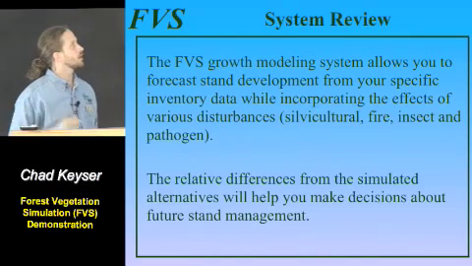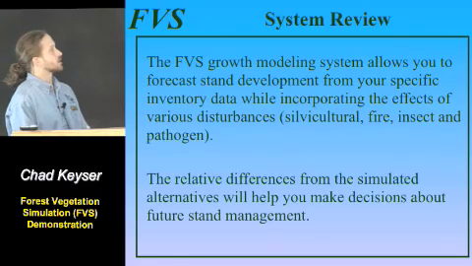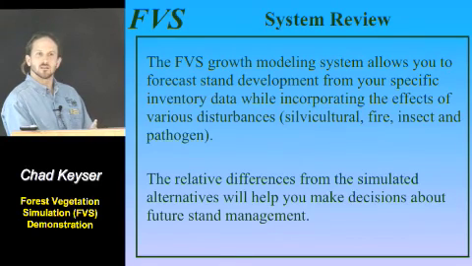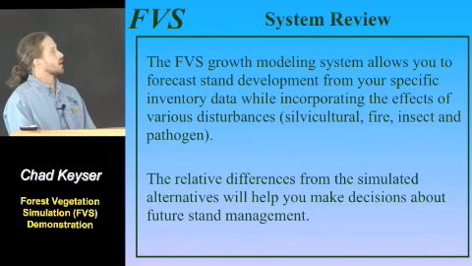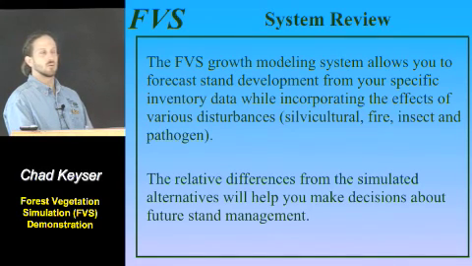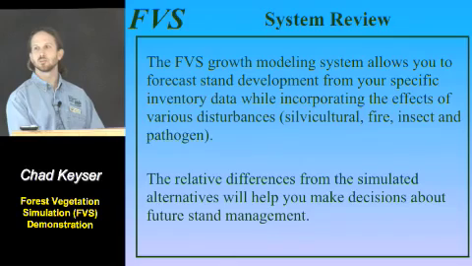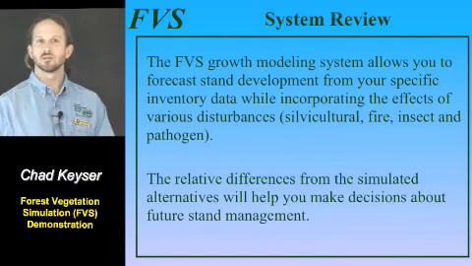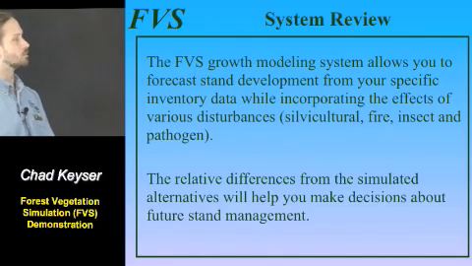Okay, so with that, I hope that I've kind of whetted your whistle a little bit on FVS. I just want to summarize here and state that FVS is a growth modeling system that allows you to forecast stand development throughout time and incorporate various disturbances, whether they be silvicultural disturbances, insect and pathogen disturbances, wind disturbances, fire, etc. When you do these simulations, what you can then do is compare the relative difference between different alternatives. And that's the important thing, that relative difference, the do nothing versus do something or do something else. That's what FVS is really designed to do.